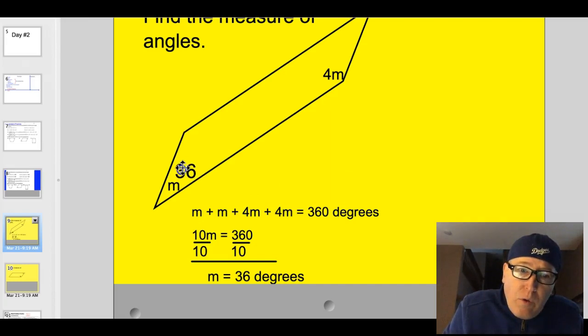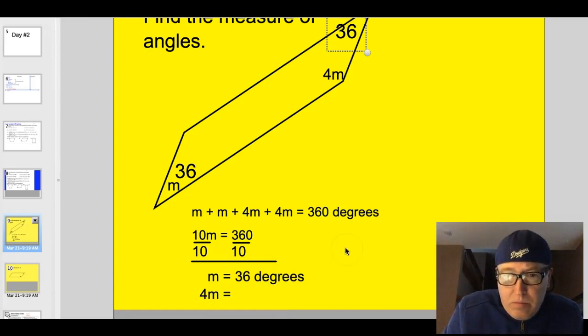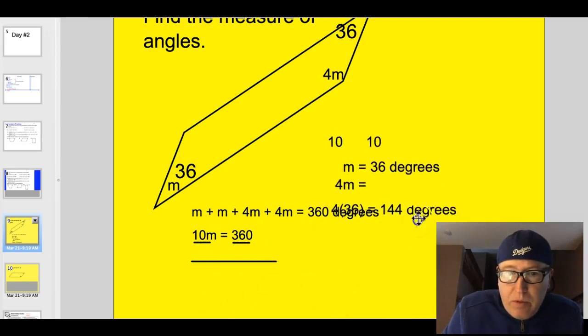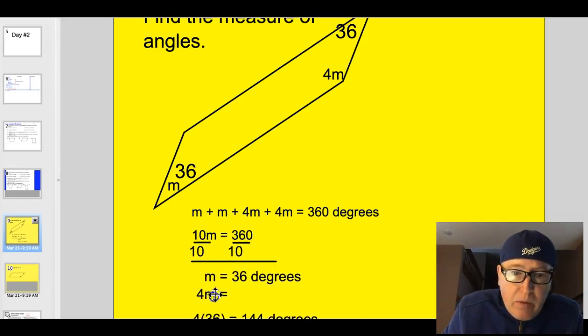Now, 4M, of course, this is going to be 36 up here too. Here's my 36 degrees up here. Now 4M is going to be equal to 4 times 36, or 144 degrees.